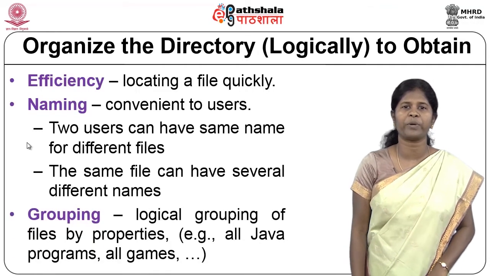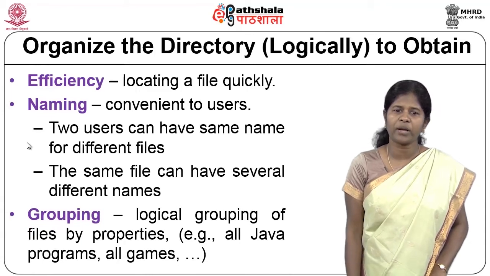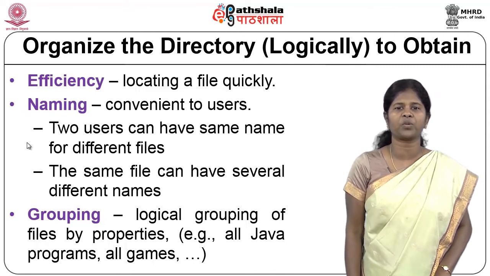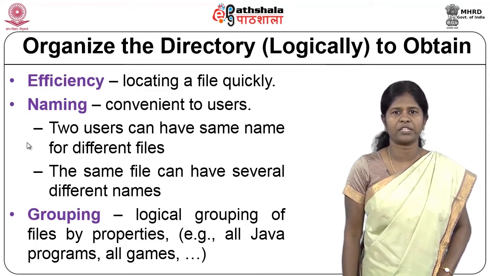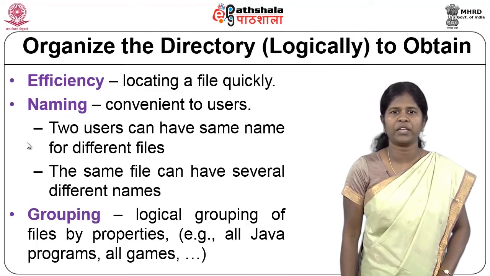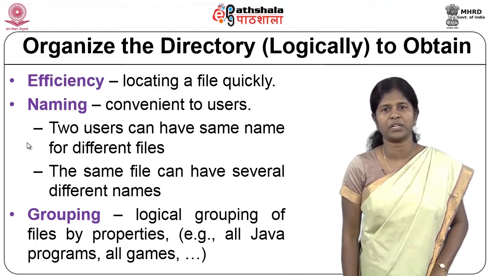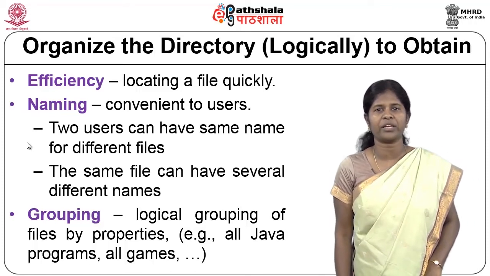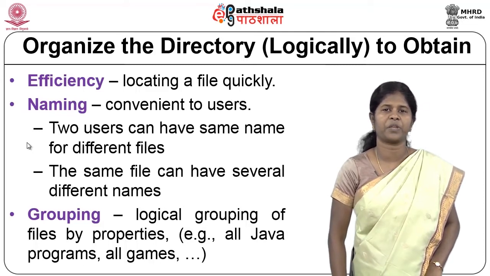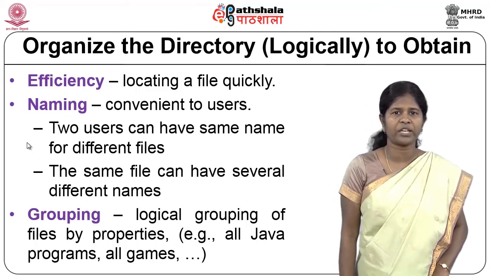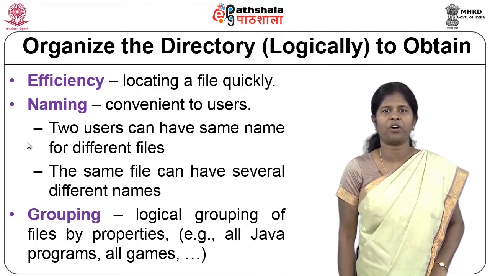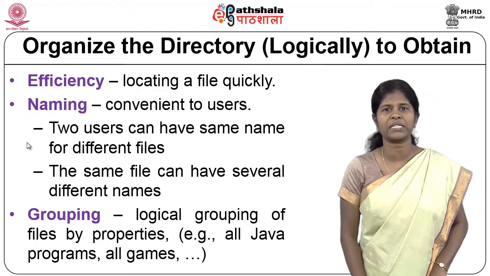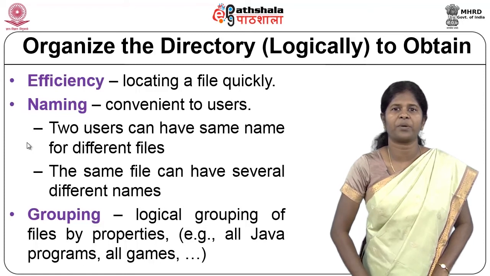And the next is grouping of files. Based on the type of the file, based on the properties of files, you need to logically group the files. Say for example, you write C programs as well as Java programs, then you may want all the C programs to be put under one particular directory, and all the Java programs to be put under another directory, or maybe you can have some games put under another directory and so on. So, you can group logically similar types of files into a particular directory, so that it will be easier to access and easier to know which files are present where.